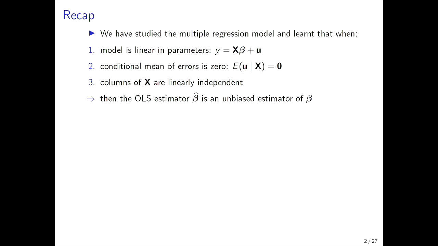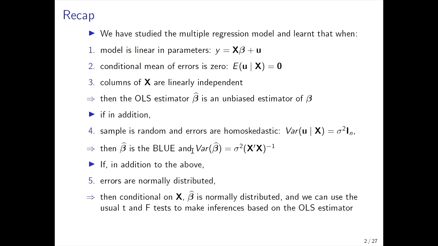So, under the assumptions that the model is linear in the parameters, that the conditional mean of the error vector is equal to a null vector, and that the columns of X are linearly independent, we saw that under these three assumptions, the OLS estimator beta hat is an unbiased estimator of beta. That is, the expected value of beta hat is equal to the true vector beta.